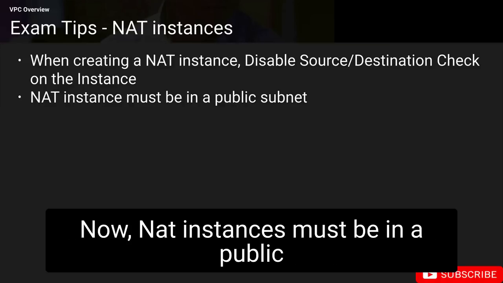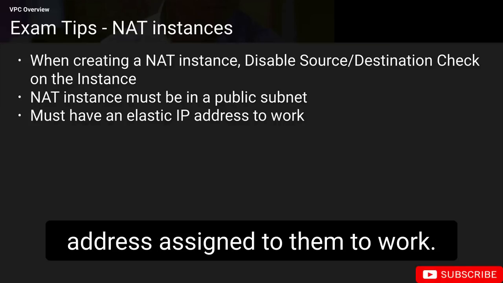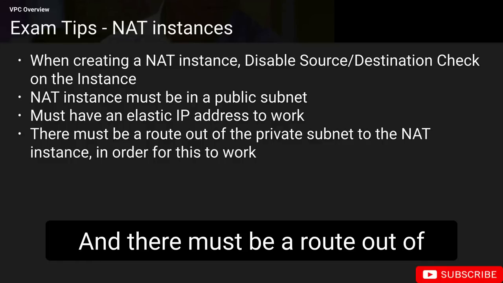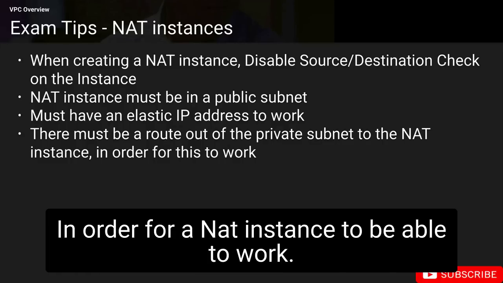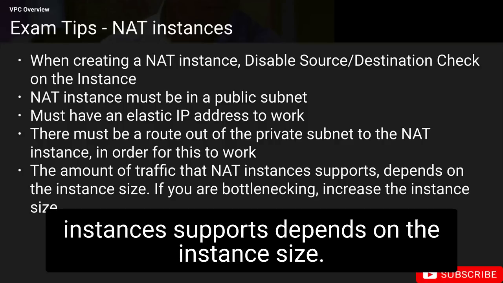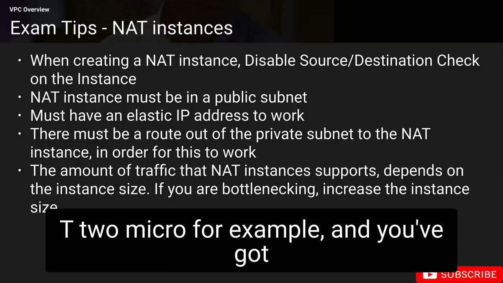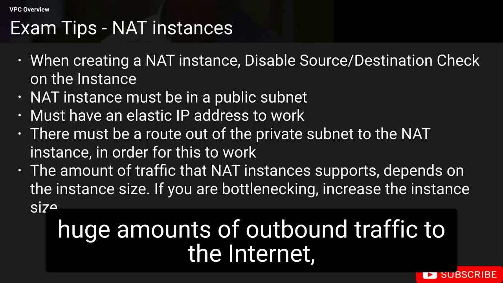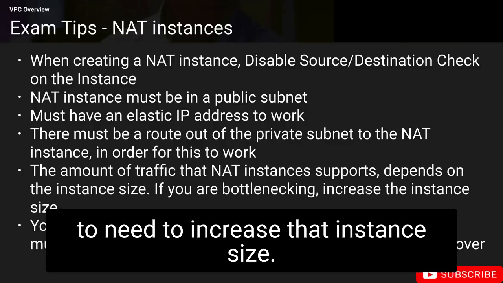NAT instances must be in a public subnet, and they must have an elastic IP address assigned to them to work, and there must be a route out of the private subnet to the NAT instance in order for a NAT instance to be able to work. And the amount of traffic that NAT instances support depends on the instance size. So if you're bottlenecking, if you're using a T2 micro, for example, and you've got huge amounts of outbound traffic to the internet or inbound traffic from the internet, you're going to need to increase that instance size.